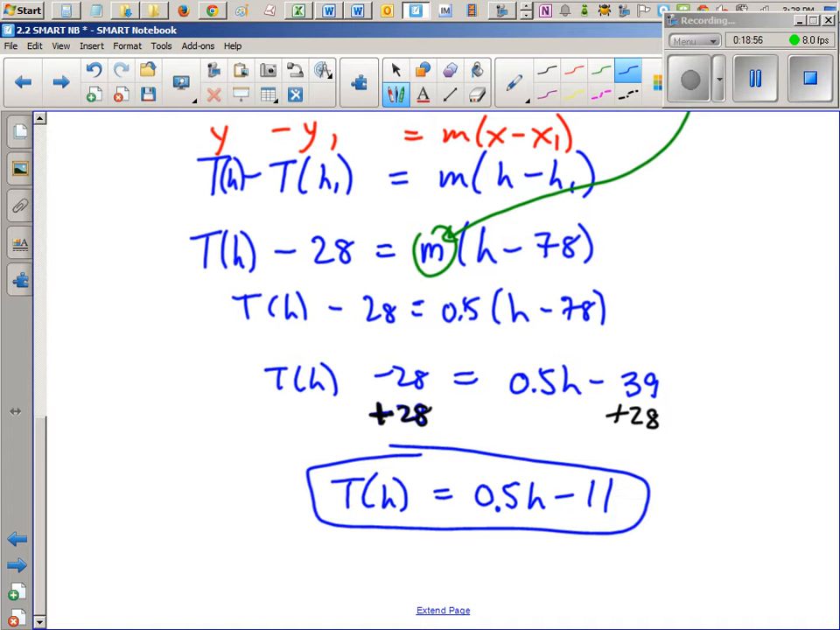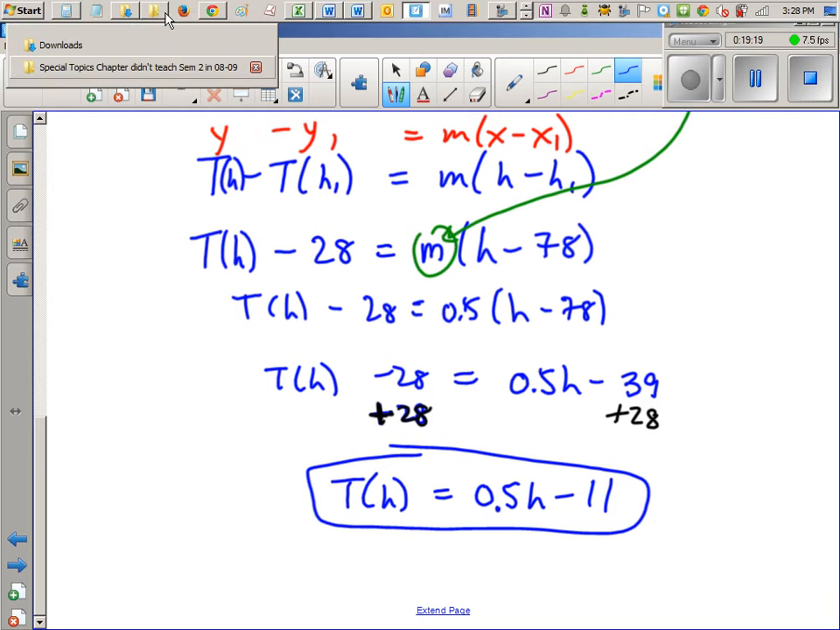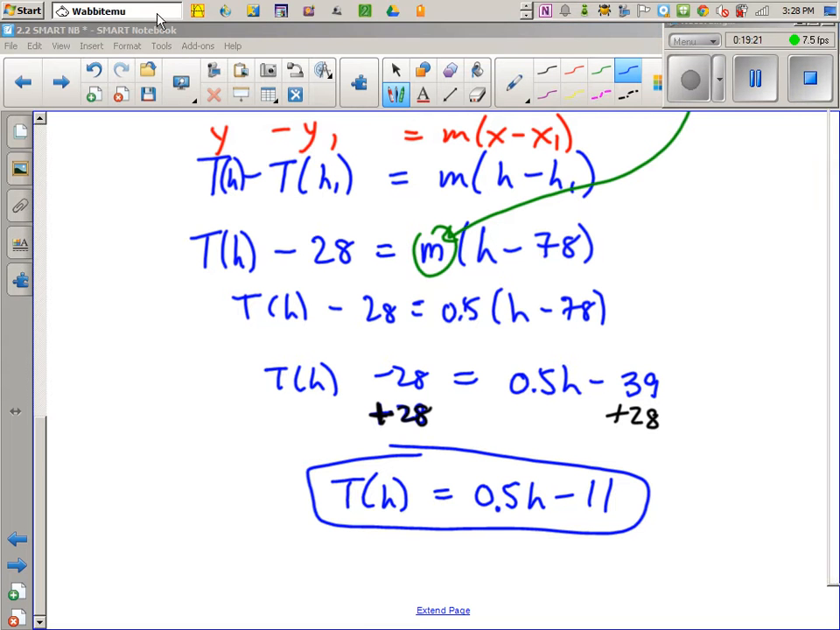Now here's the problem. If you actually graph this data from Taiwan and you look at it, and then you graph the line that I said we should graph, this 0.5h minus 11, they may or may not look like the same graph. So this is time to get out our calculator and see how well Mr. Shore's little model works.